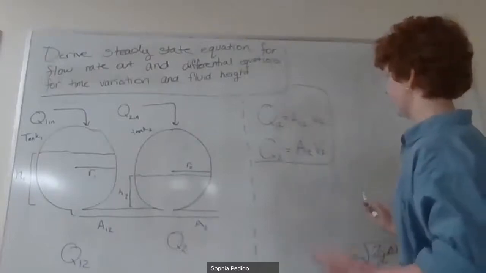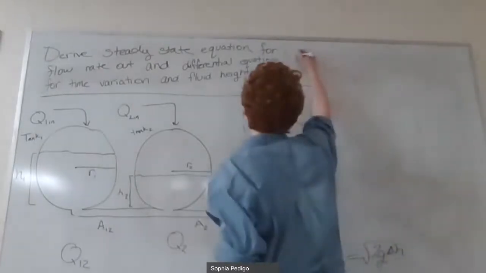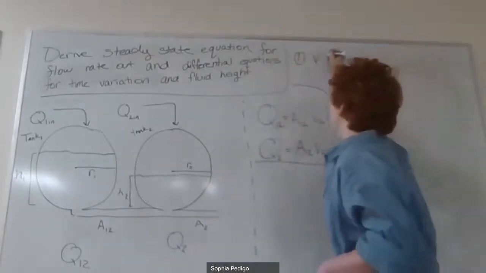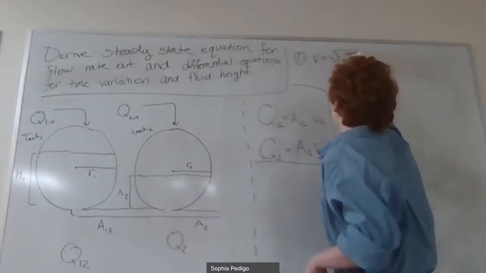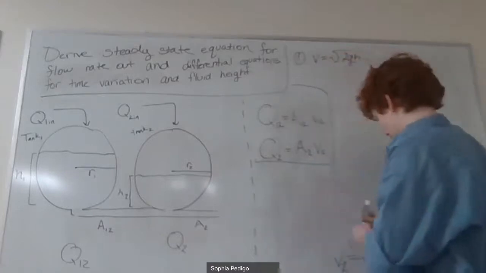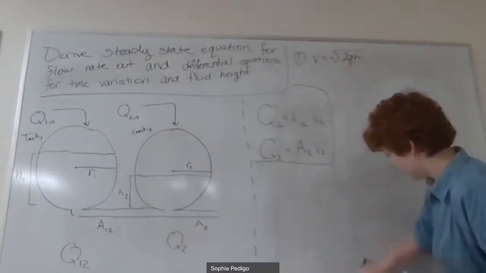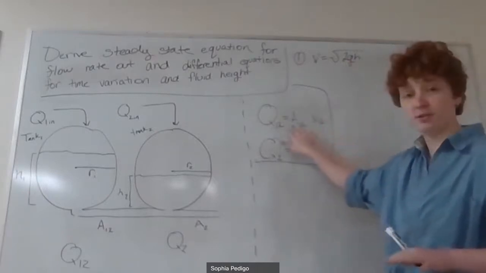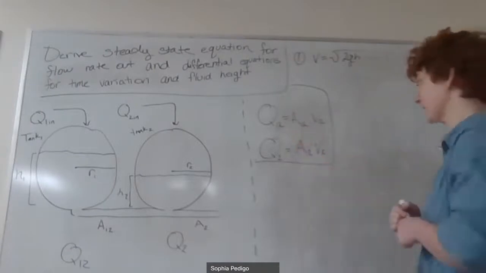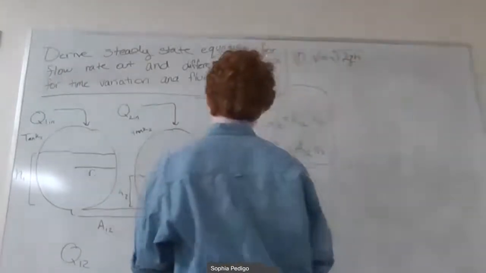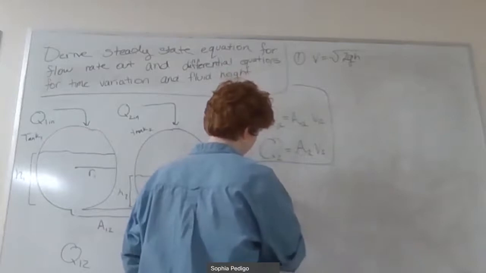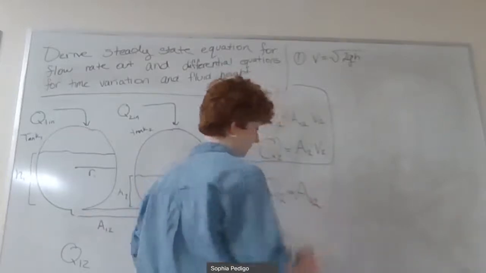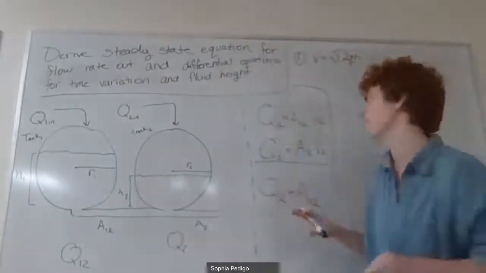I'm going to go ahead and write this velocity equation up here just so we don't forget what it is. So any velocity, I'm just going to write V is equal to the square root of 2gh. And I'm going to go ahead and erase this. Now that we know that, we can make the substitution into our flow rate equations. So we're going to go ahead and do that. And we're going to say that Q12 equals the area 12. We're given the area, so we don't need to solve for that.